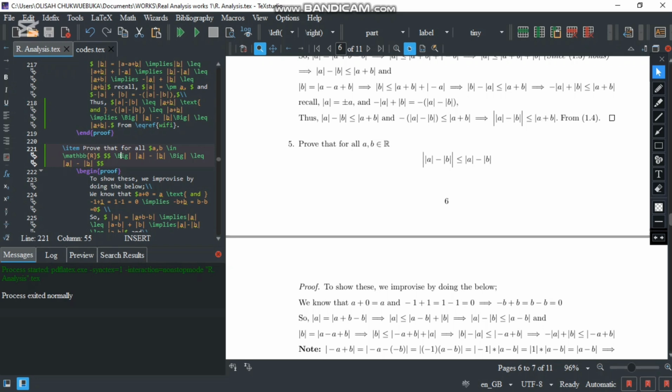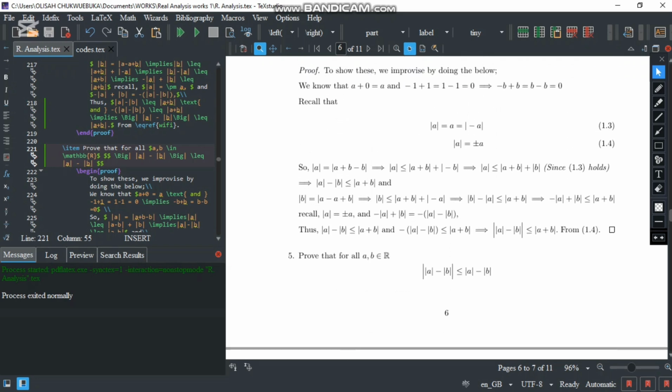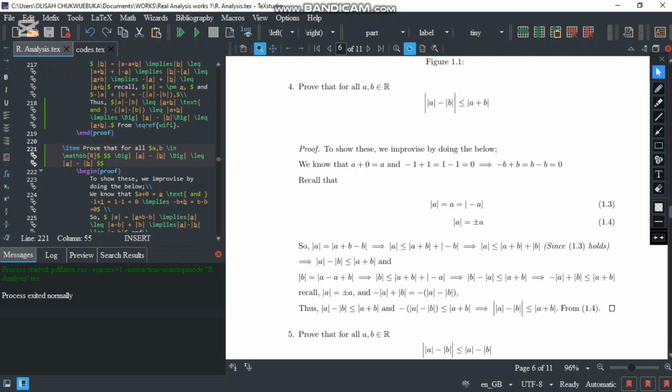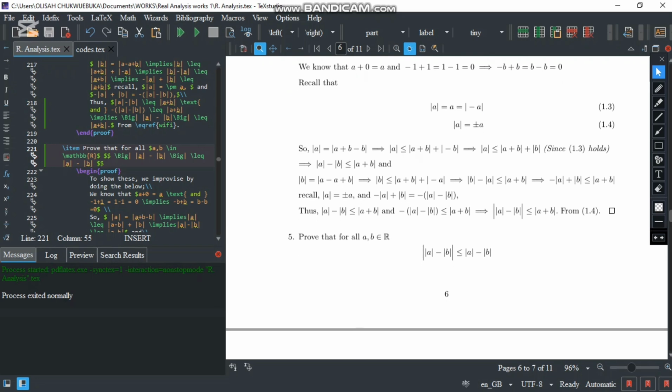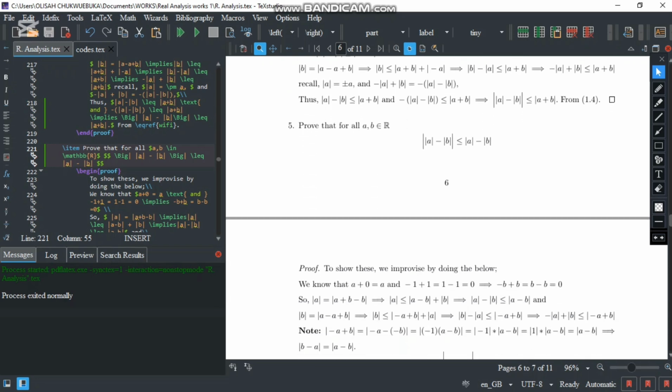In our previous class, I showed how for all a, b, and r that the absolute value of a minus absolute value of b is less than or equal to absolute value of a plus b. But in today's lesson, what we're going to be talking about is to show for all a, b, and r that the absolute value of a minus absolute value of b is less than or equal to the absolute value of a minus b.